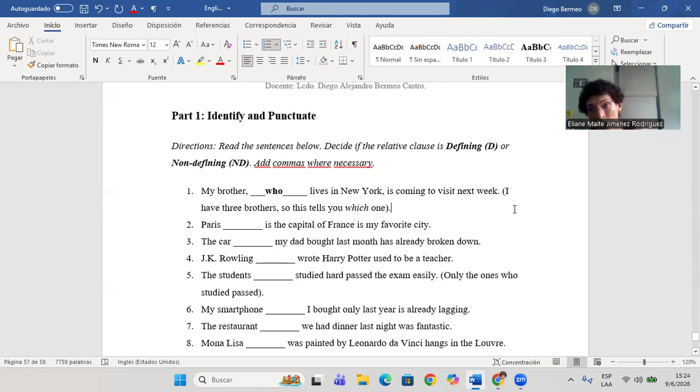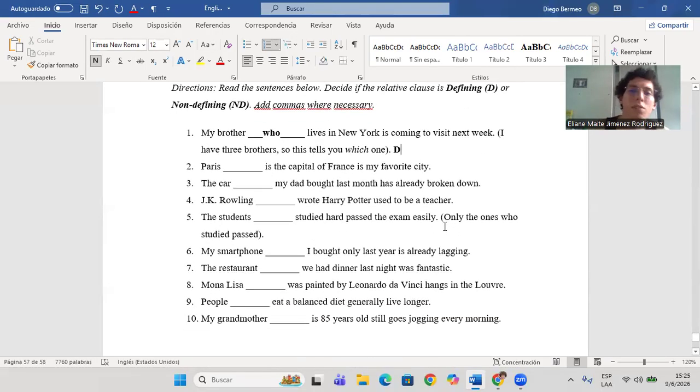And there says, there's extra context, so be careful, maybe I'm mistaken. I have 3 brothers, so this tells you which one. So if you have 3 brothers and this tells me which brother it is, this is not additional information. This is crucial for distinguishing, because otherwise I wouldn't know which brother it is. So my brother who lives in New York is coming to visit next week. This is a defining. Definitely, this is a defining. That's the first one.